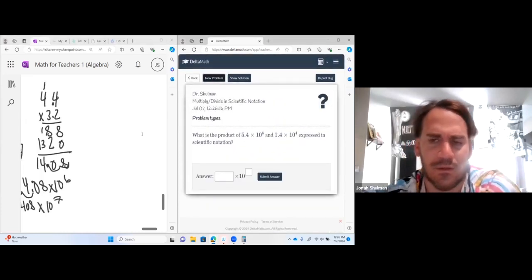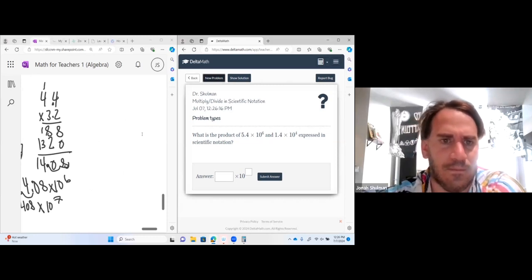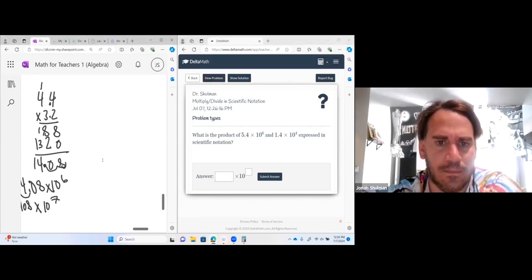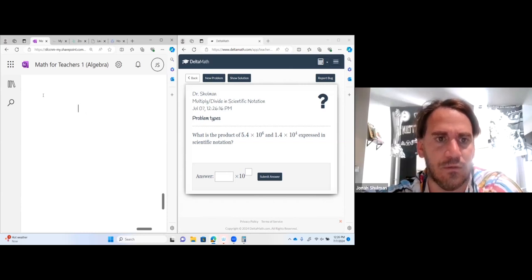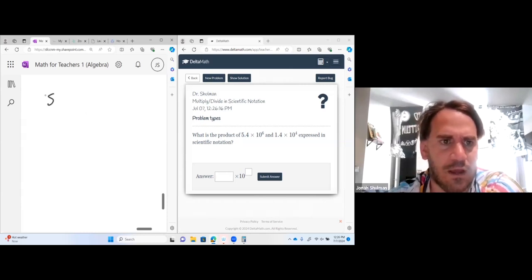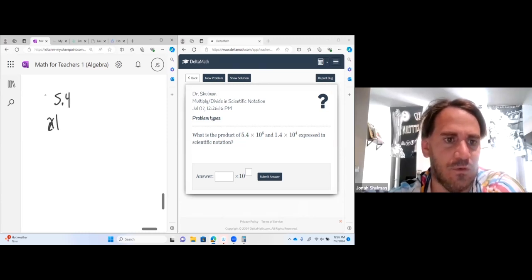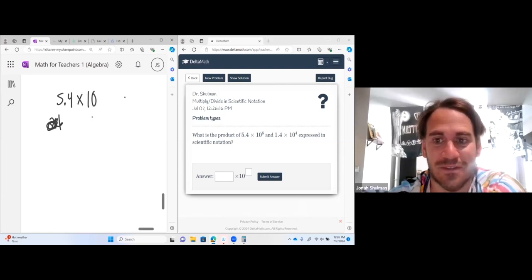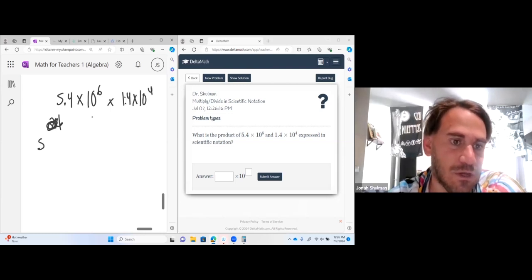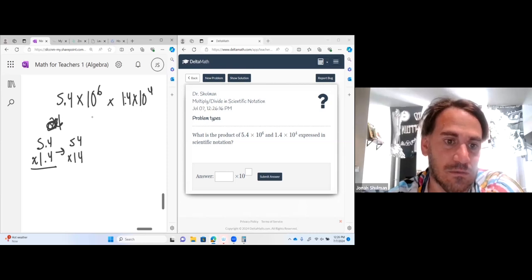All right. So here we go. I got 5.4 times, oh, sorry, 5.4. I don't know why it's slowly moving. That's so weird. All right, times 10 to the 6th multiplied by 1.4 times 10 to the 4th. I'm not gonna make the same mistake. So the first thing I do is 5.4 times 1.4. We really look at it as 54 times 14.